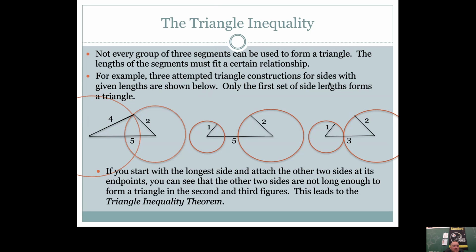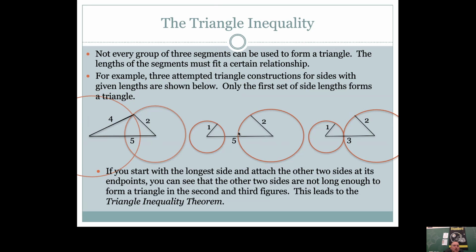Only the first set of side lengths form a triangle. So we can make a triangle with side lengths 2, 4, and 5. But we can't with 1, 2, and 5. So if you're not sure what these circles are doing, if this vertex is the center of each circle, this would be a radius of 1. So this side could move anywhere in these spots to connect with this side. And this side obviously can do the same. It can move in any of those spots to connect with that side.